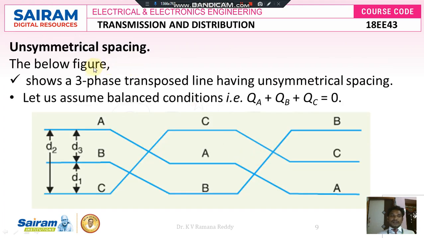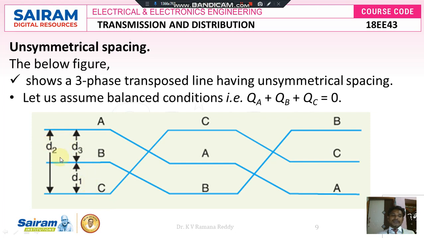So for unsymmetrical spacing, the below figure shows a three-phase transposed line having unsymmetrical spacing. Let us assume balanced conditions. At balanced condition, we know the charges at the three conductors, QA plus QB plus QC, is equal to 0. It is unsymmetrical spacing because from conductor A to conductor B, it offers a distance of d3, but conductor B to conductor C, it offers a distance of d1. But conductor A to conductor C, it offers a distance of d2.